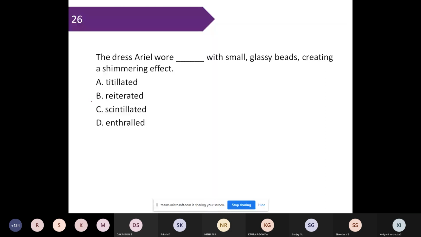Reiterated. Reiterated means saying or doing something again and again. We say iteration in the program, right? So we use for loop and iteration in the program. So that is similar to that. Reiterated is saying or doing something again and again. So shine brightly, that is scintillated. Scintillated is shine brightly or shining or shimmering effect. And enthralled is attracted. That is enthralled.